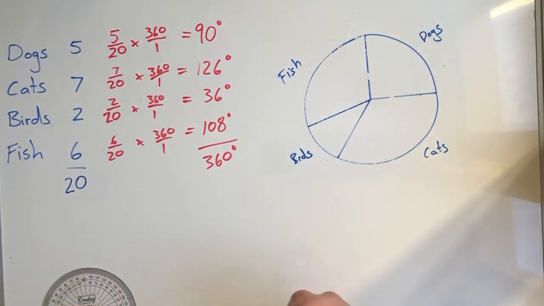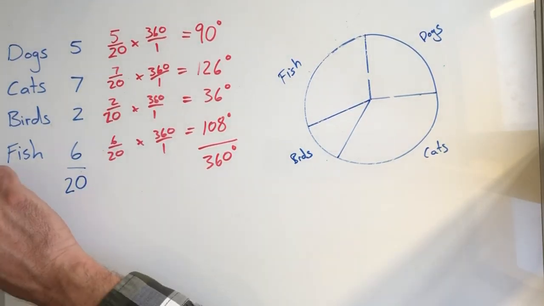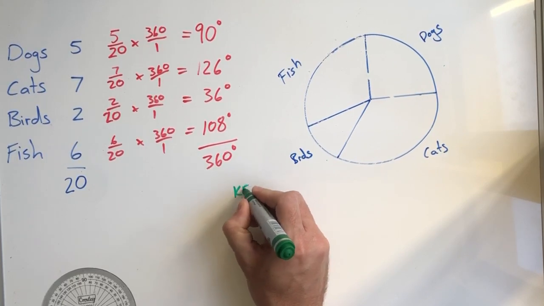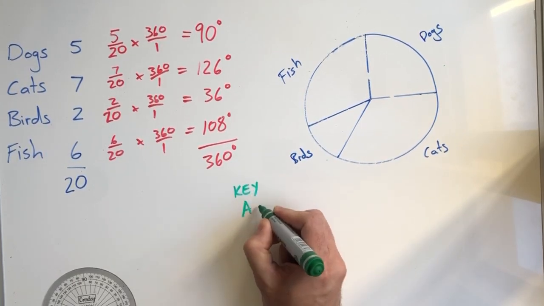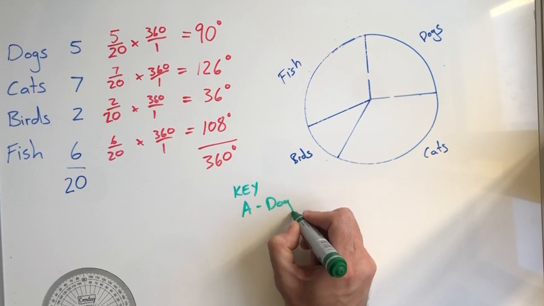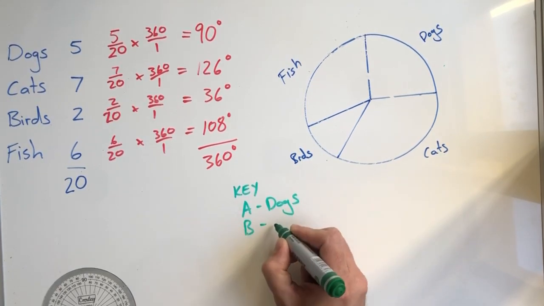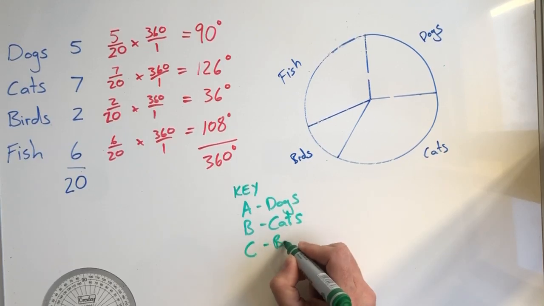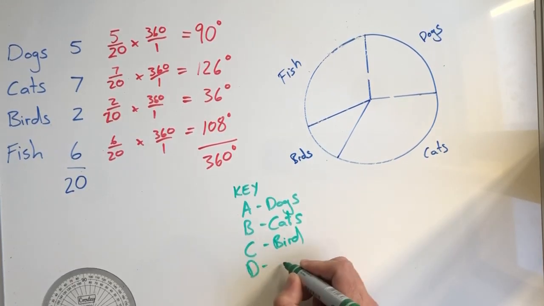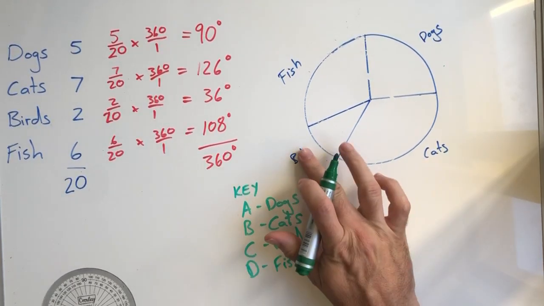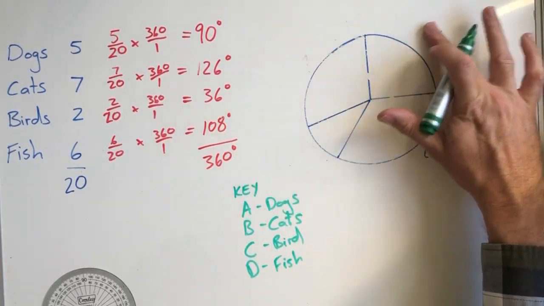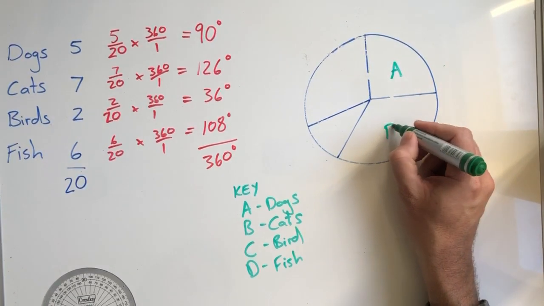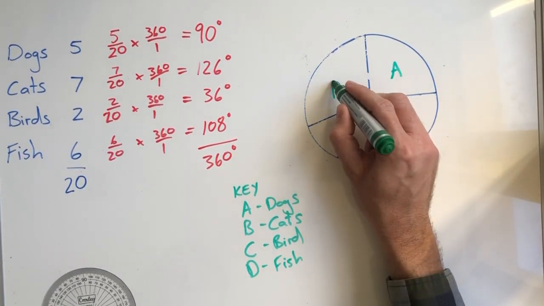It's always important to have a key. So we can do a key down here. So you do something like a key, and A would be dogs, and B might be cats, C will be birds, and D will be fish. So instead of us having this, we can do an A, a B, a C, and a D.